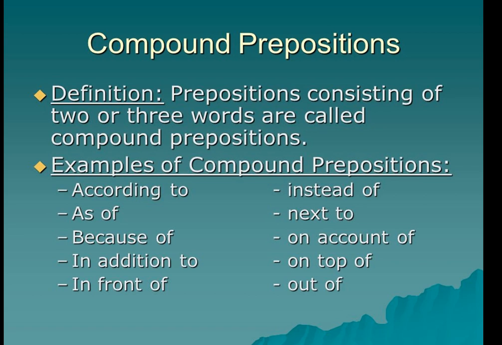According to: that means two words, or more than two words, we can also see here. On account of, on top of, out of, instead of. These are two words, and the last three below are three words. That means combining two or three words, consisting of two or three words, is known as a compound preposition.